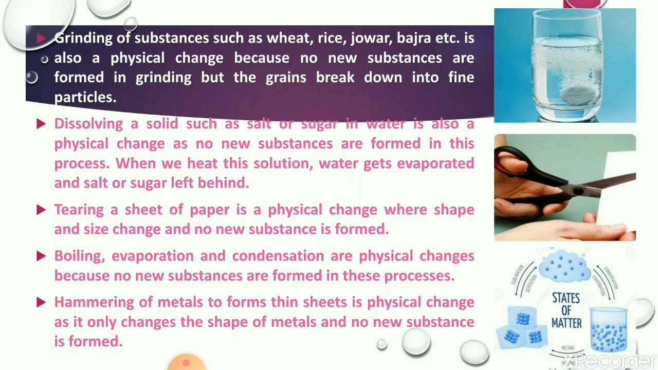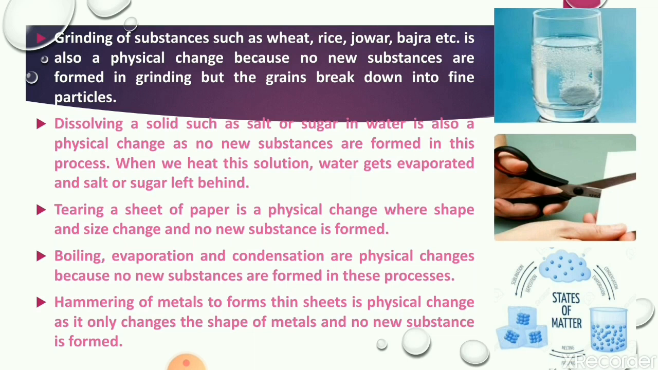Now, tearing of pages means tearing sheets of paper. Suppose we have a sheet of paper and we are tearing it into many pieces, then what is happening? Only the shape and size of paper are changing. No new substances are formed in this change also. Means this is also a physical change.